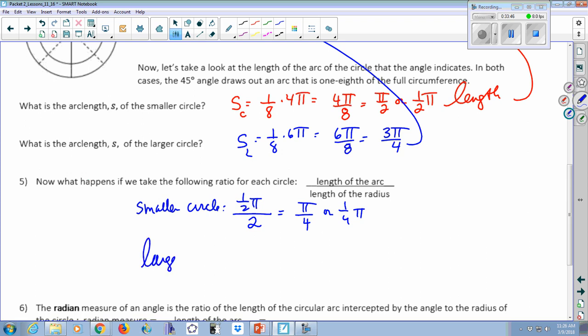For the larger circle, we get the length of the arc was 3 pi over 4, and our radius was 3. So in case you need a little work with division, dividing by 3 is the same as multiplying by 1/3, right? Look what happens. You get pi over 4, or 1/4 pi.